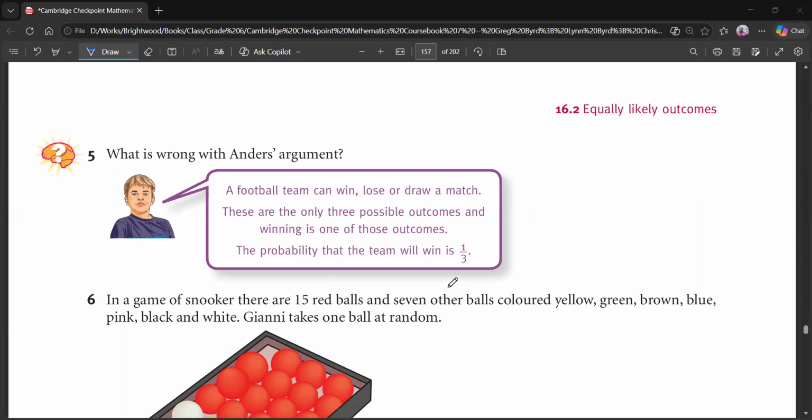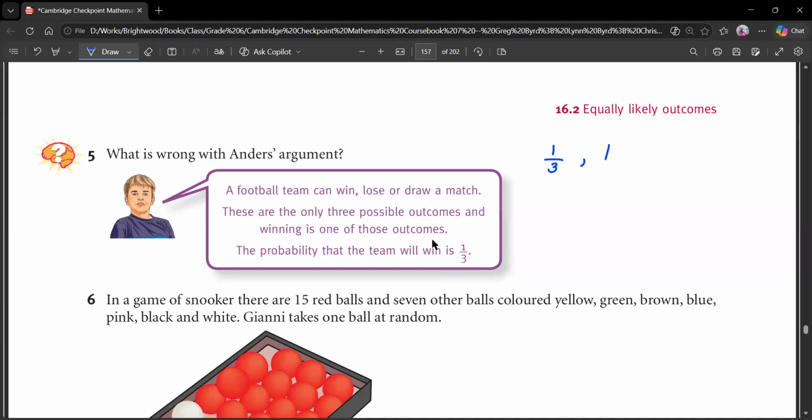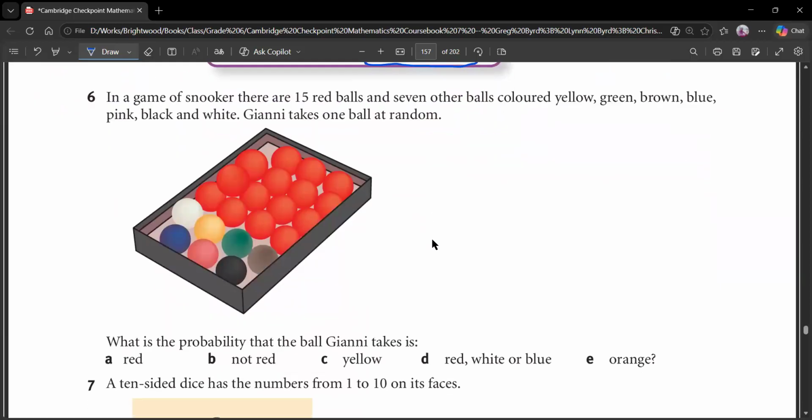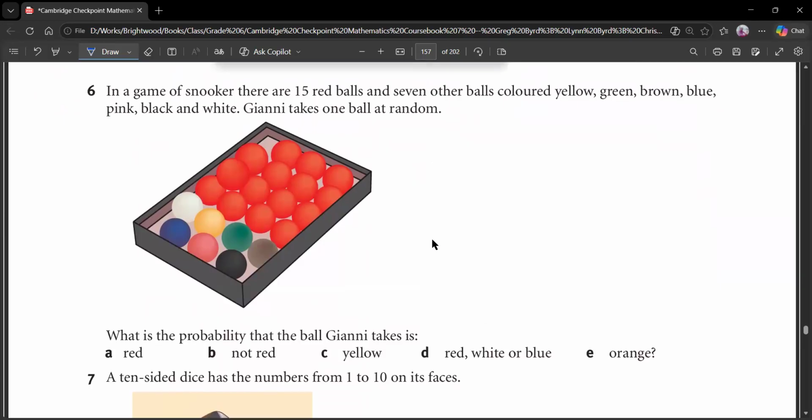What can be said? The football team can win, lose, or draw a match. So they do not have the same probability for win and loss. If 1 over 3 is the probability of winning, the other outcomes would also be 1 over 3, so they do not have an equal chance. One team is better than the other team, so they have a much higher chance for one outcome. Can you think about this one? Sixth question. Please try.